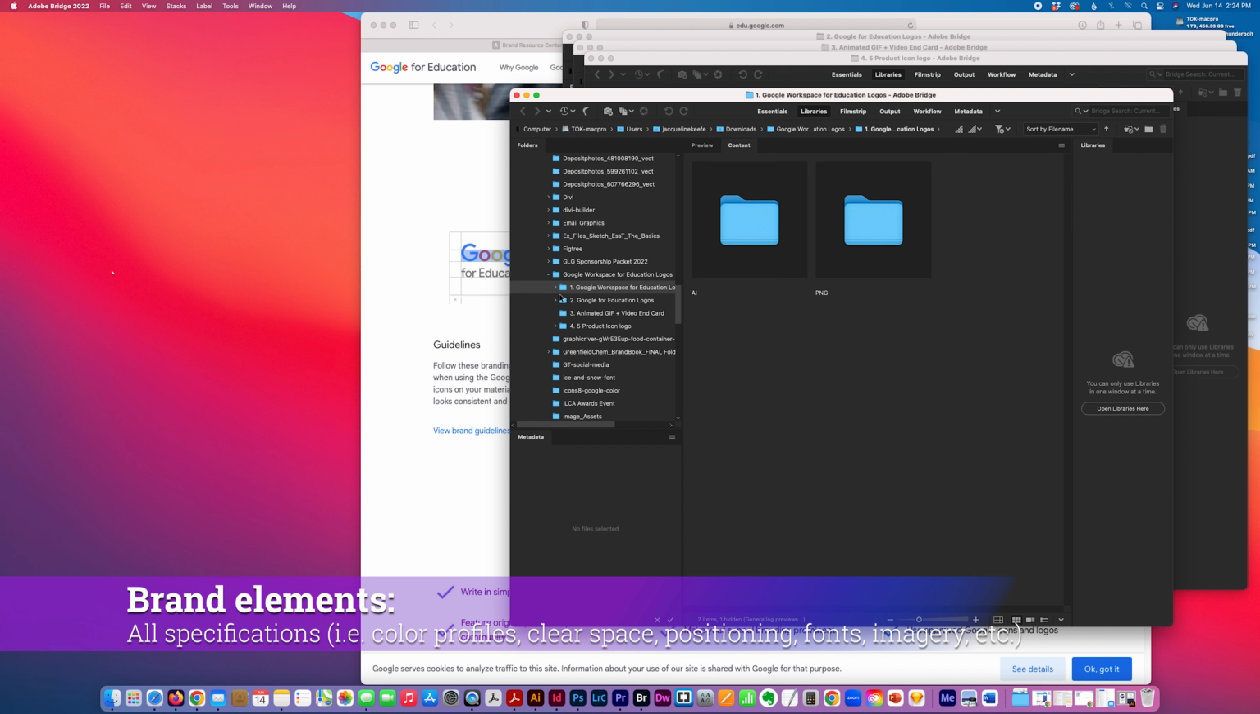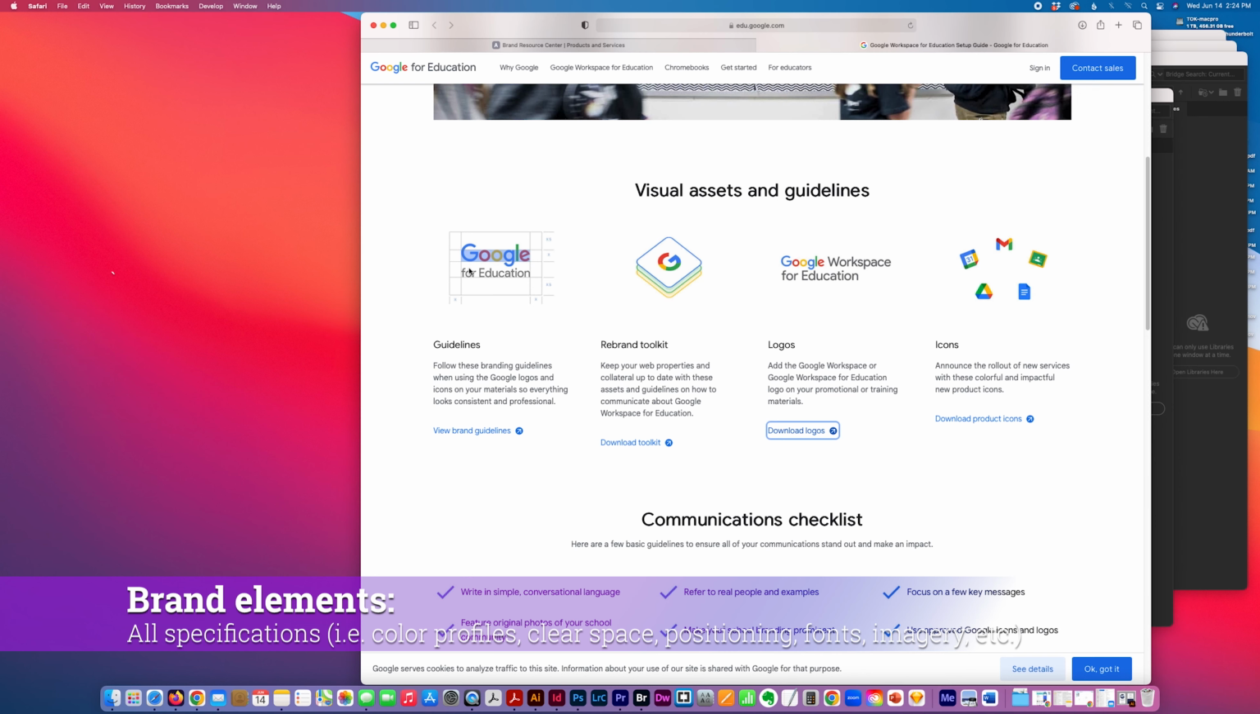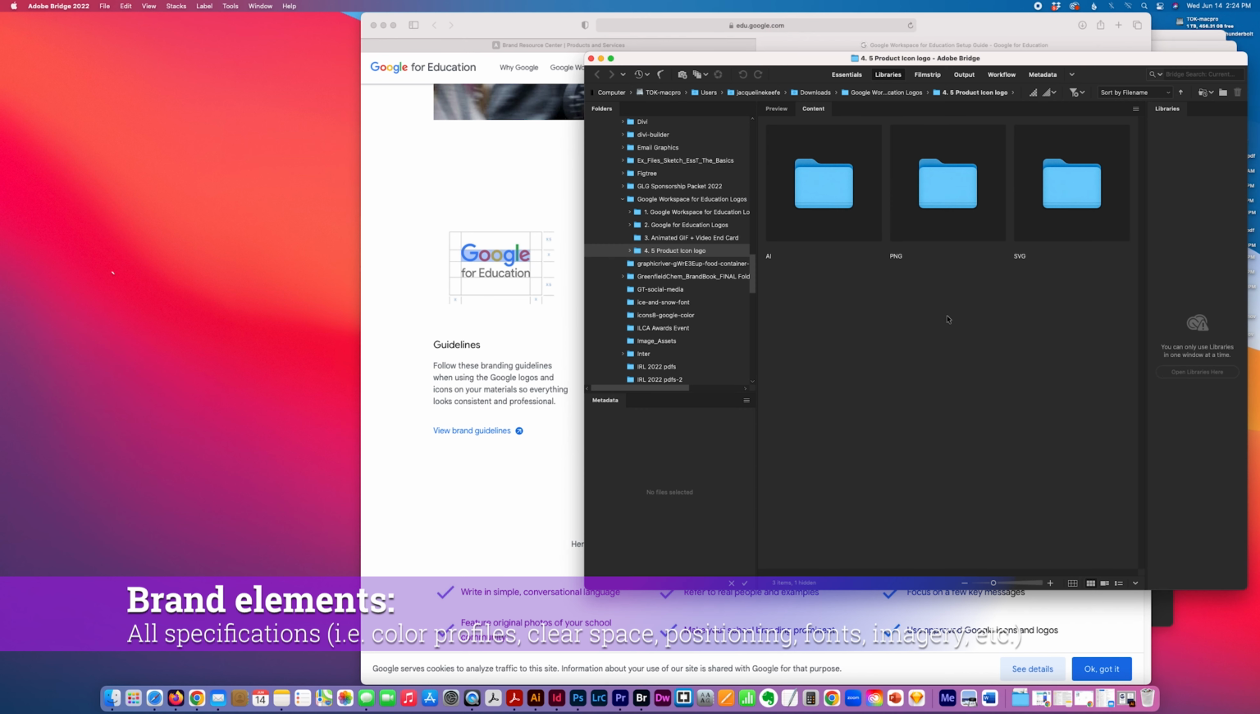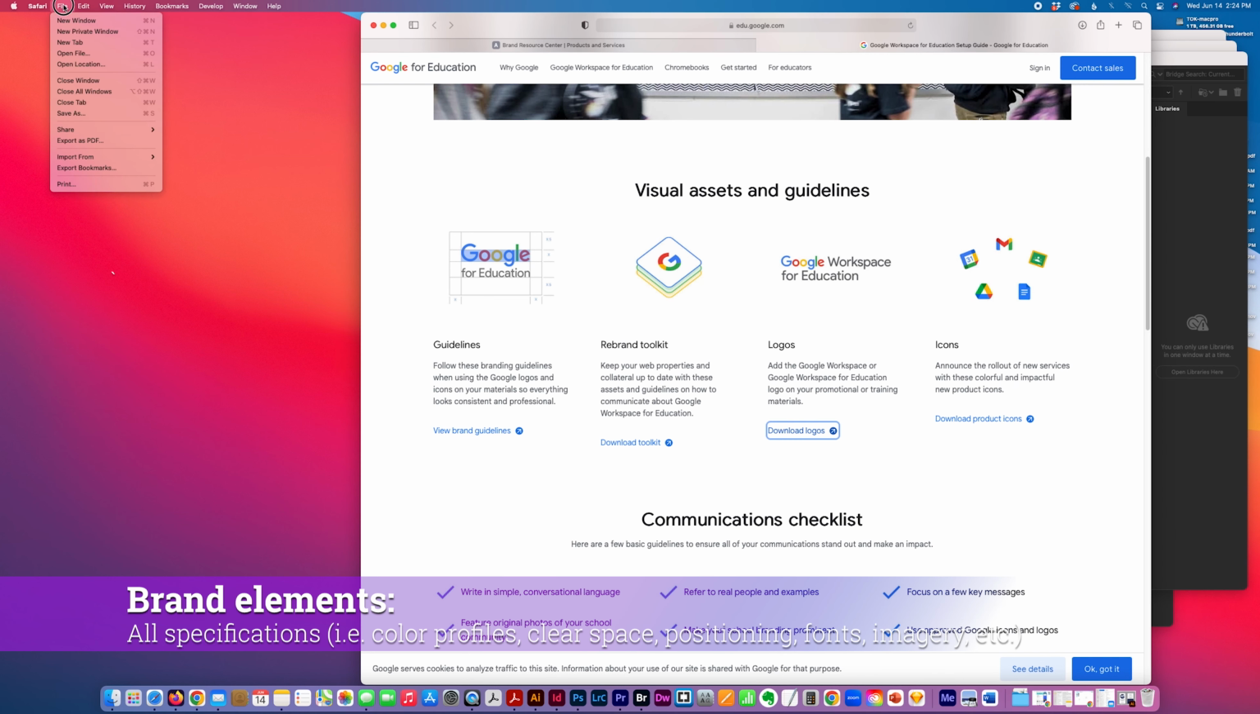clear space, which here is the clear space around the logo, for example. Any kind of information can't come within a certain distance, and in this case it's equal to or greater than the height of the G in Google, so that is the clear space.